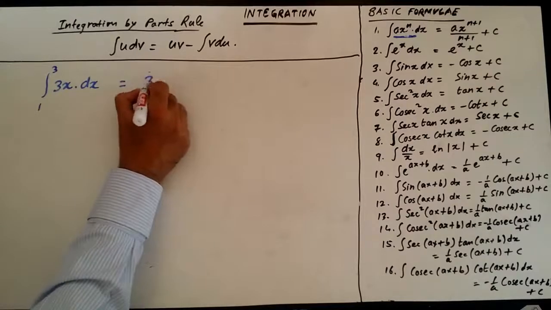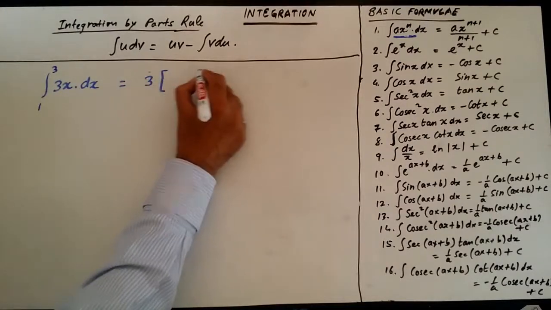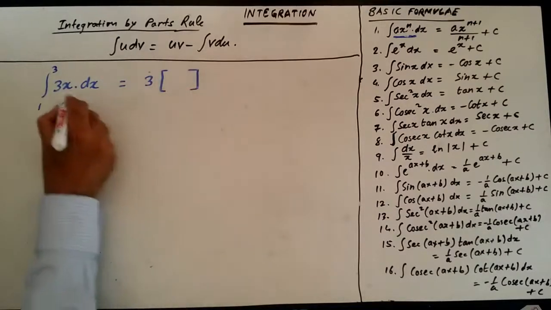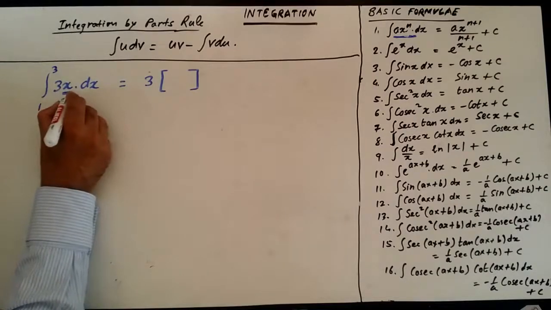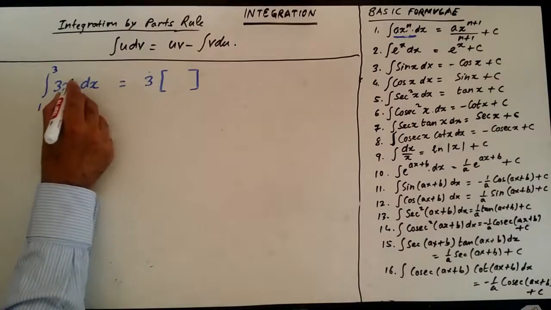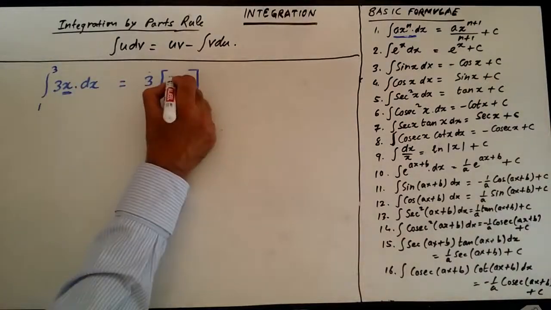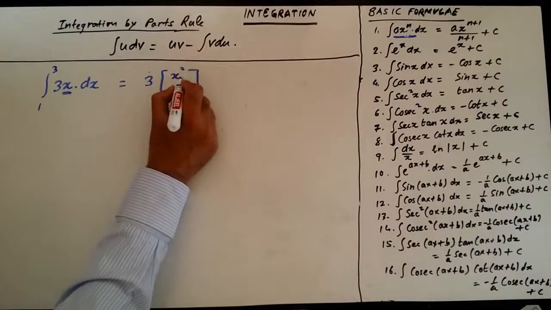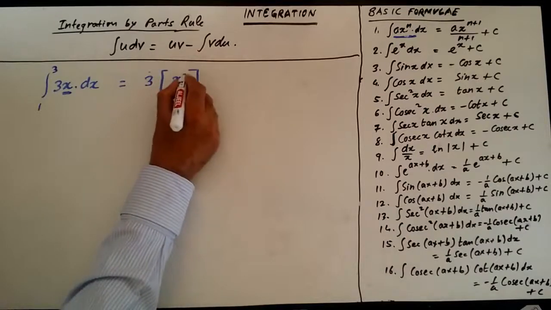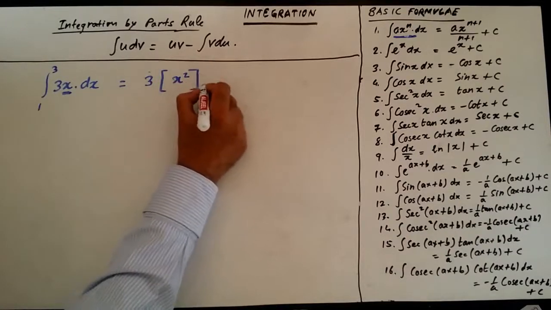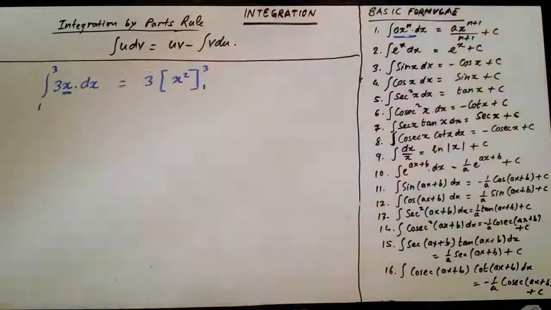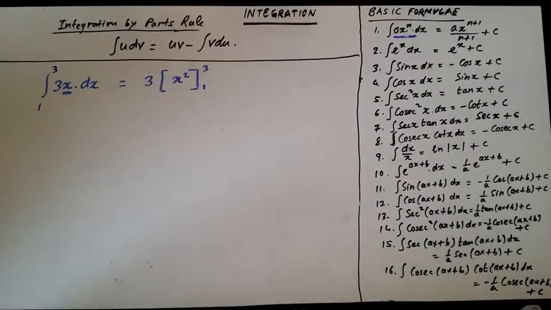So 3 is a constant, then I will put a square bracket for the integration. So integration of x is, the power will be increased by 1, so it will be 1 plus 1, that is 2. So this becomes x squared, and we will write the lower bound and the upper bound limits as 1 and 3 outside the box brackets.